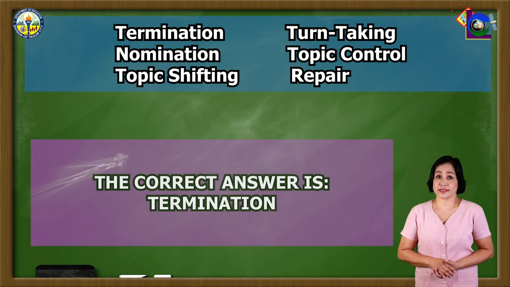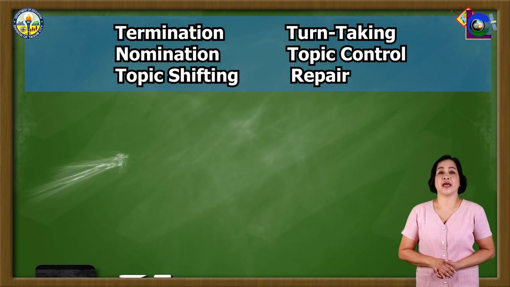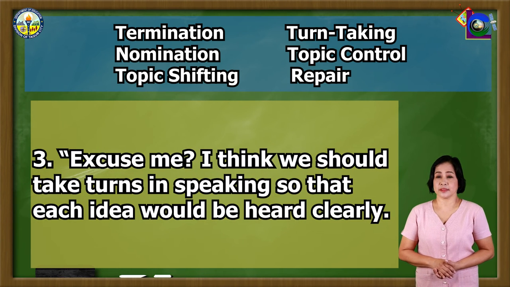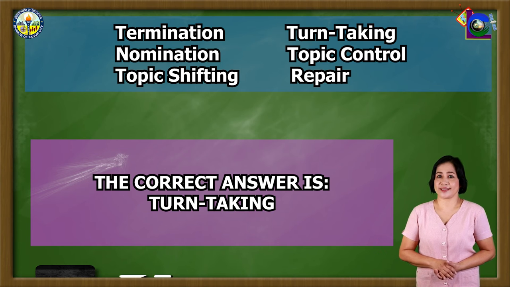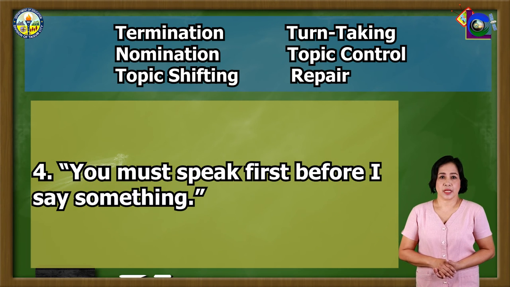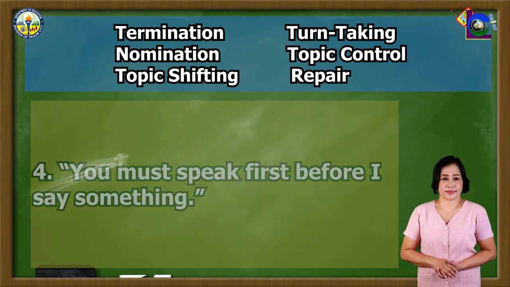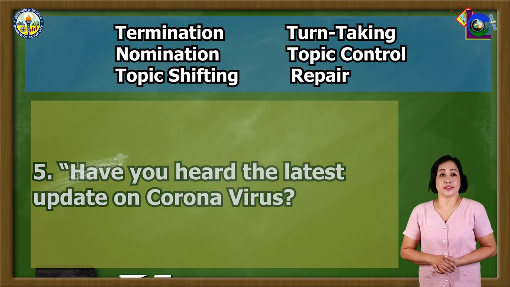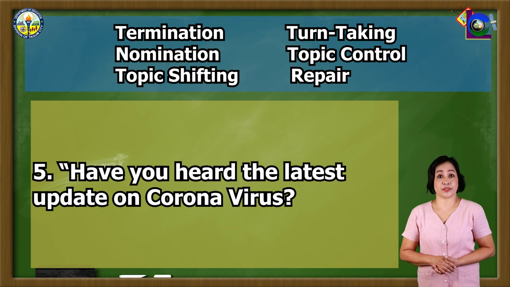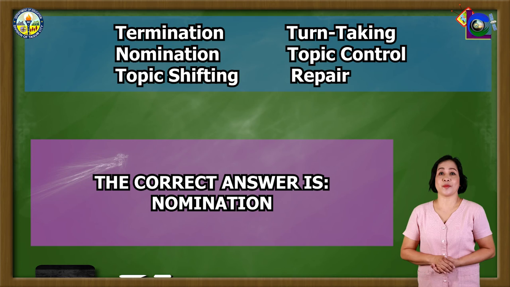The correct answer is termination. Number 3. Excuse me? I think we should take turns in speaking so that each idea would be heard clearly. The correct answer is turn-taking. Number 4. You must speak first before I say something. The correct answer is turn-taking. Number 5. Have you heard the latest update on coronavirus? The correct answer is nomination.